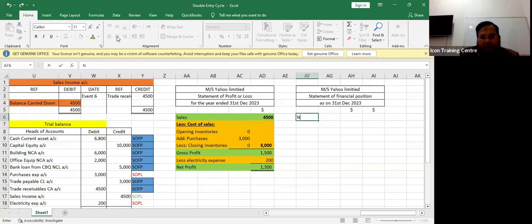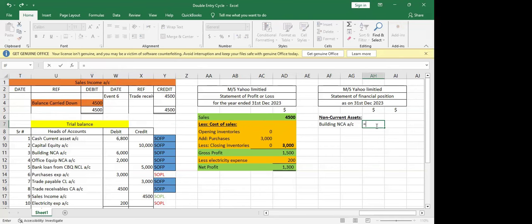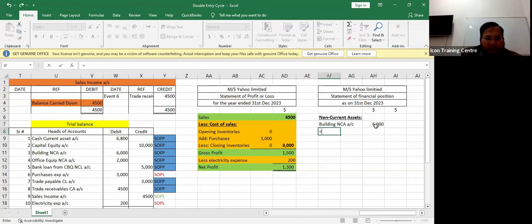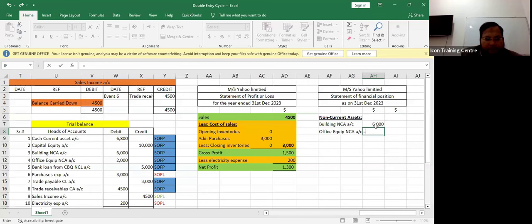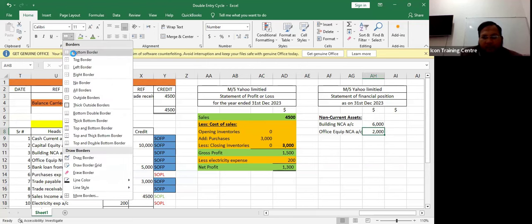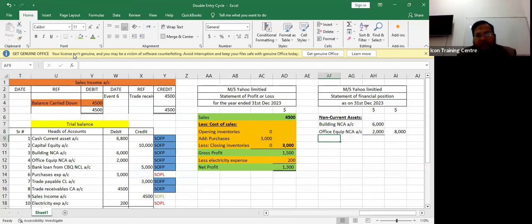Non-current assets. And if you can see in the question, in the trial balance, we have some non-current assets. So first of all, we have building. Building is our non-current asset. And the amount of the building is equal to 6,000 debit. Absolutely. Then we have another non-current asset, which is called office equipment. And the amount is 2000. Yes. So we can have the total here. We put line here and we take the total. So 2000 plus 6000. This is our non-current assets.